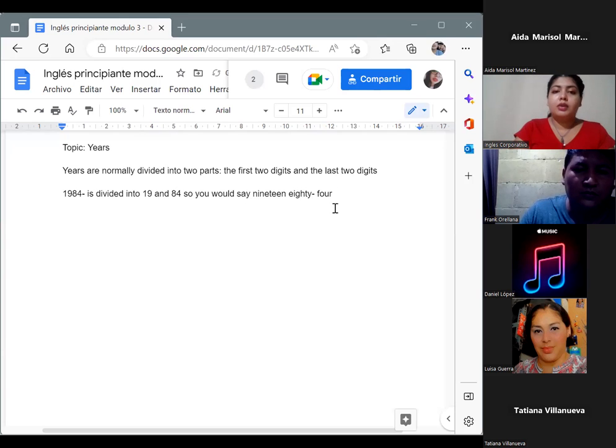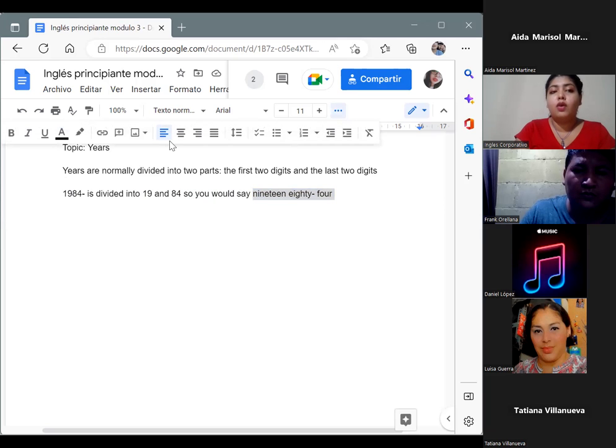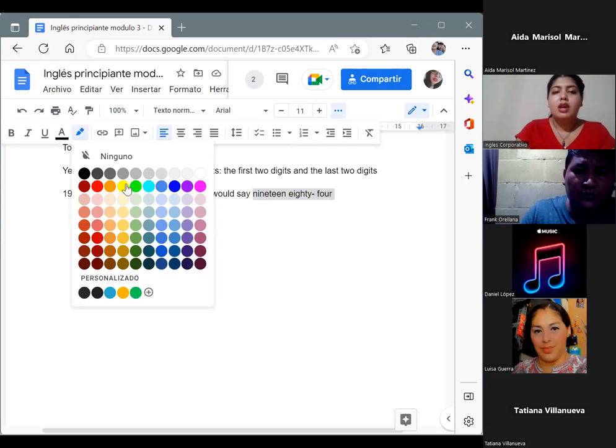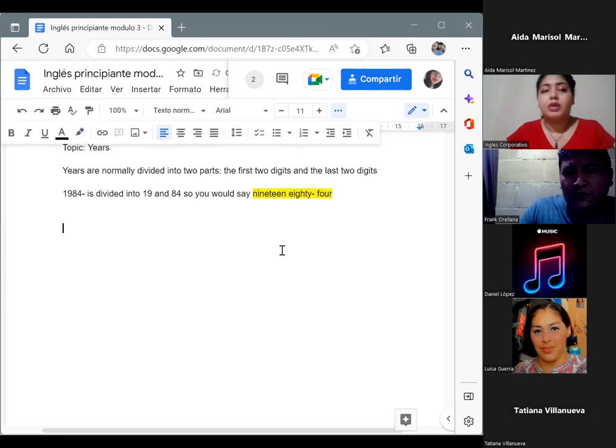So that's why we need to master the topic or the information about the numbers, because you are going to use the numbers to say some dates, to say some years, to talk about money and a lot of things. So you need to be very, very familiar with the numbers. Por eso es que siempre tenemos que seguir estudiando los números, porque lo vamos a utilizar para diferentes situaciones. En este caso, pues estamos hablando de los años, así que vamos a necesitar los números para los años.